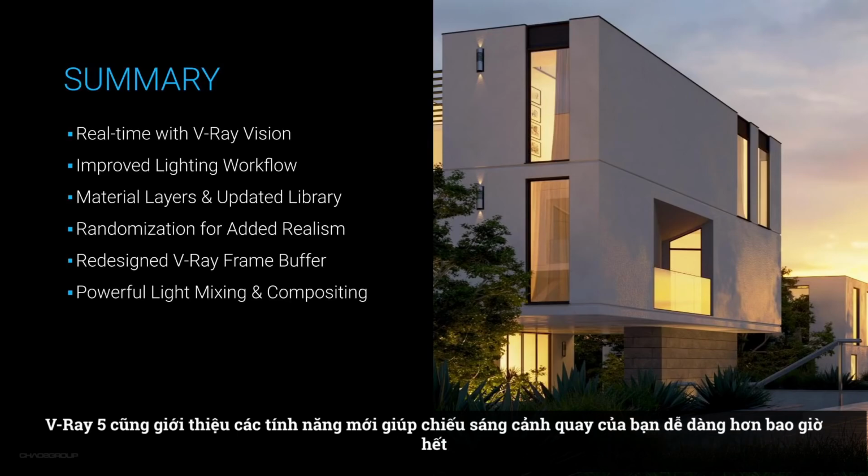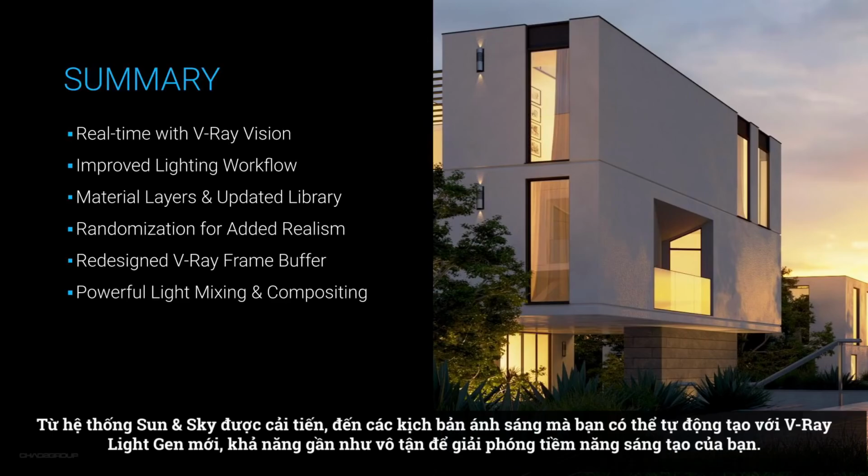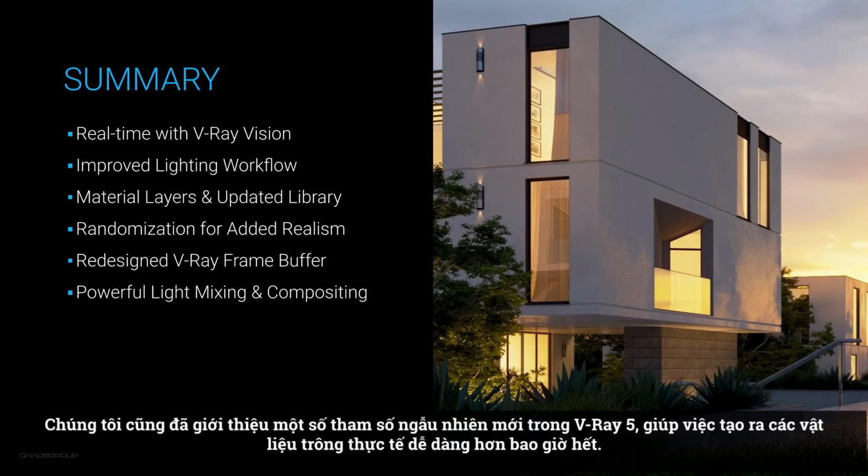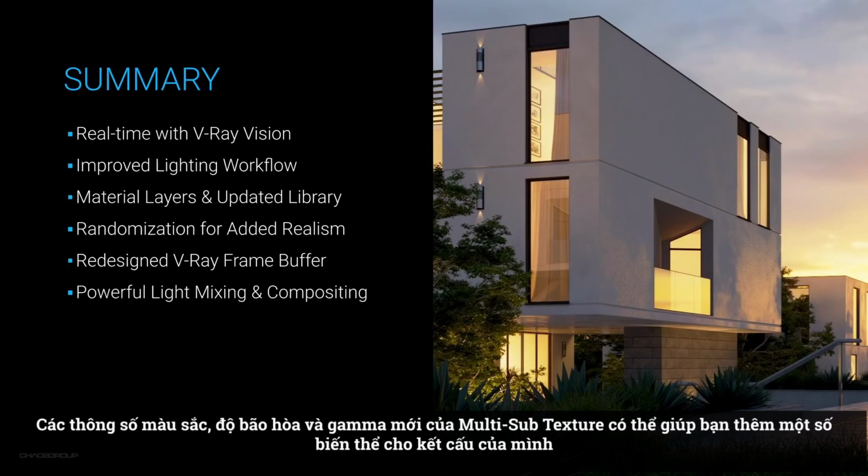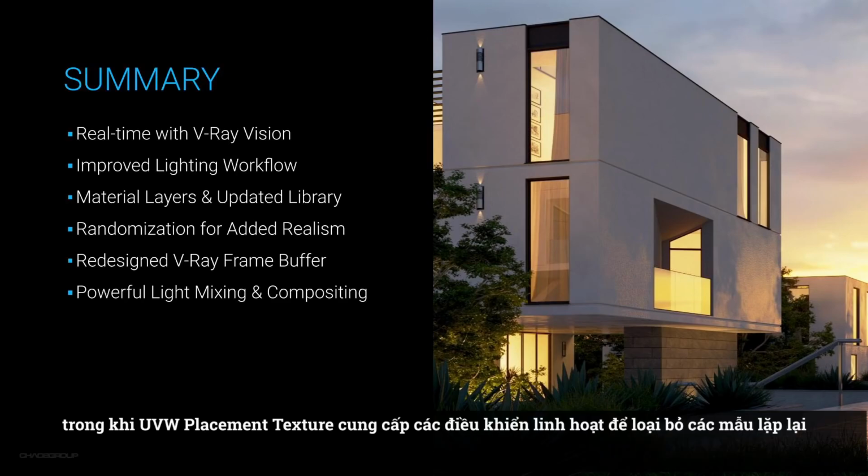VRay 5 also introduces new features to make lighting your scenes easier than ever. From the improved sun and sky system to the lighting scenarios you can automatically generate with the new VRay Light Gen, the possibilities are nearly endless to unleash your creative potential. We have also introduced several new randomization parameters in VRay 5 that make it easier than ever to create realistic-looking materials. The new multi-subtextures hue, saturation, and gamma can help you to add some variation to your textures. Meanwhile, the UVW placement texture offers flexible controls to remove repetitive patterns.